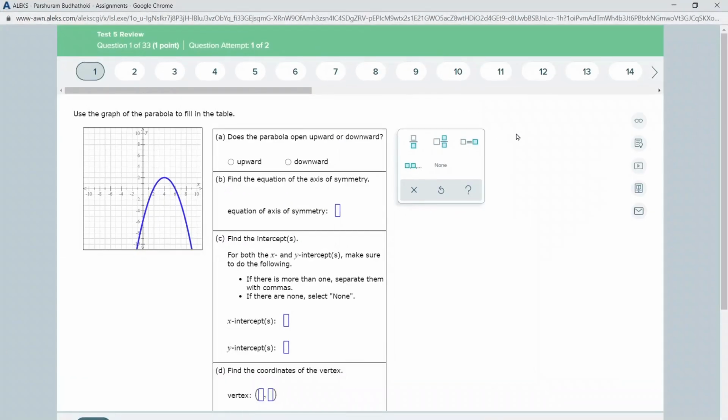Okay, so this is test 5 review. There are 33 questions. The first question is use the graph of the parabola to fill in the table. So the graph is given, we need to fill out this information.